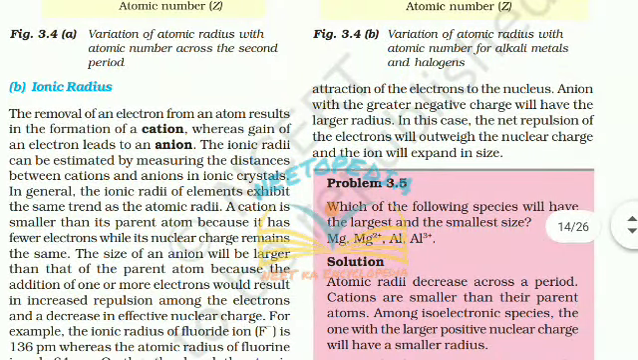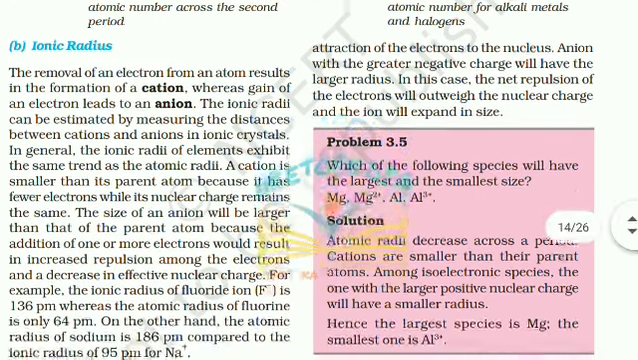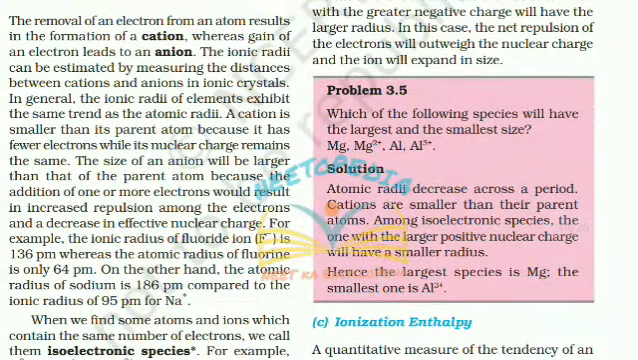B. Ionic radius. The removal of an electron from an atom results in the formation of a cation, whereas gain of electron leads to an anion. The ionic radii can be estimated by measuring the distance between the cations and anions in ionic crystals. In general, the ionic radii of elements exhibit the same trend as that of atomic radii. The cation is smaller than its parent atom because it has fewer electrons while its nuclear charge remains the same.